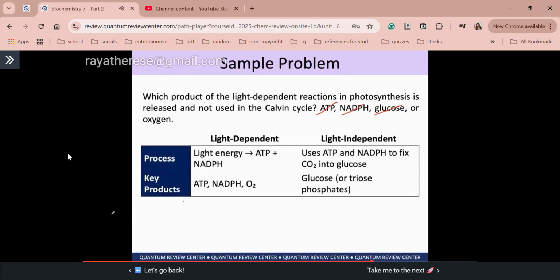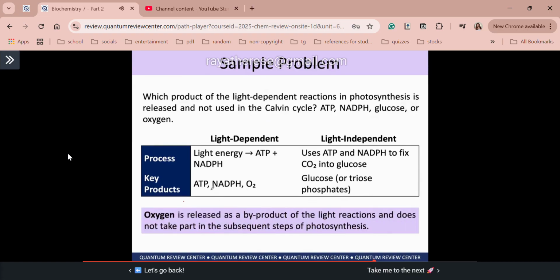Class, as we discussed earlier, we have your ATP and NADPH as our precursor or energy products to be used in our Calvin cycle or light-independent reactions. And clearly, glucose is a product of the Calvin cycle. Class, I hope that you already know the answer. Very easy, right? Answer, oxygen. Remember, it is a byproduct that is released into the air. Alright, it does not take part in the subsequent steps of photosynthesis.